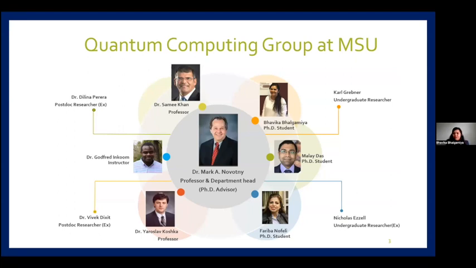First of all, let me introduce my quantum computing group at Mississippi State University. As you can see, this is my advisor, Dr. Mark Watney. And we have other professors working in our group from electrical and computer science engineering, Dr. Sami Khan and Dr. Yaroslav Koshka. These two are the professors who are working with us. There are many postdoc students. Some of them have left, some of them are still associated with the projects which we are working on. There are some PhD students and some more students who are going to join the group.